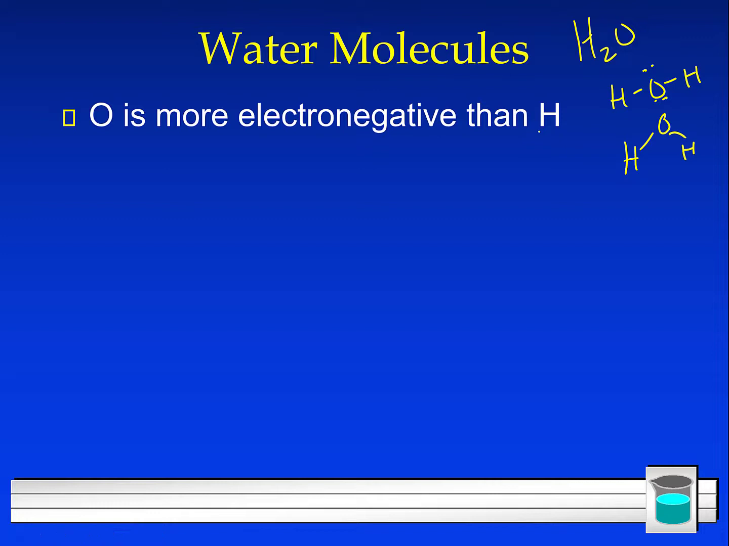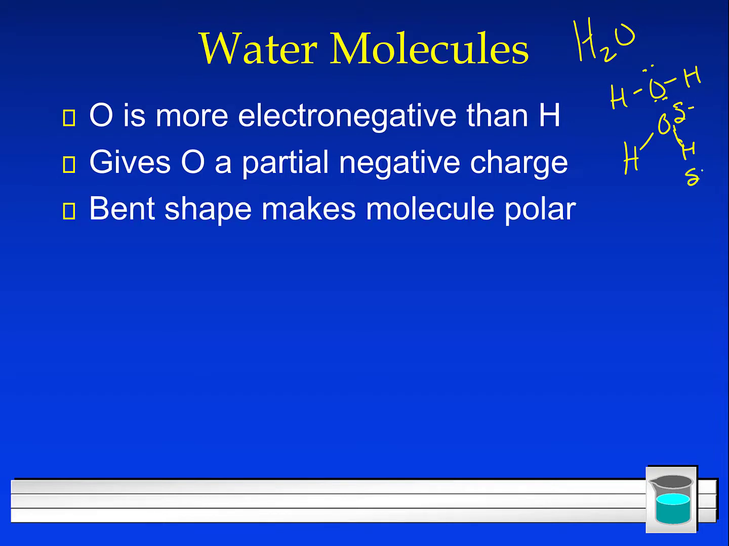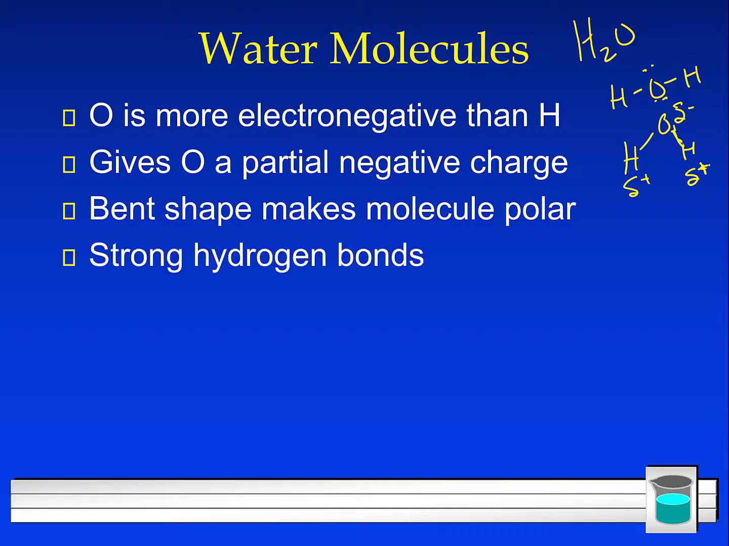And when they make these bonds, the O is more electronegative, so the electrons get pulled towards the oxygen. And that gives oxygen a partial negative charge. Remember, we use that delta sign negative. And the hydrogen's a partial positive charge. And because of its bent shape, it's polar. It's got a positive end and a negative end. The oxygen end is negative, the hydrogen end is positive.